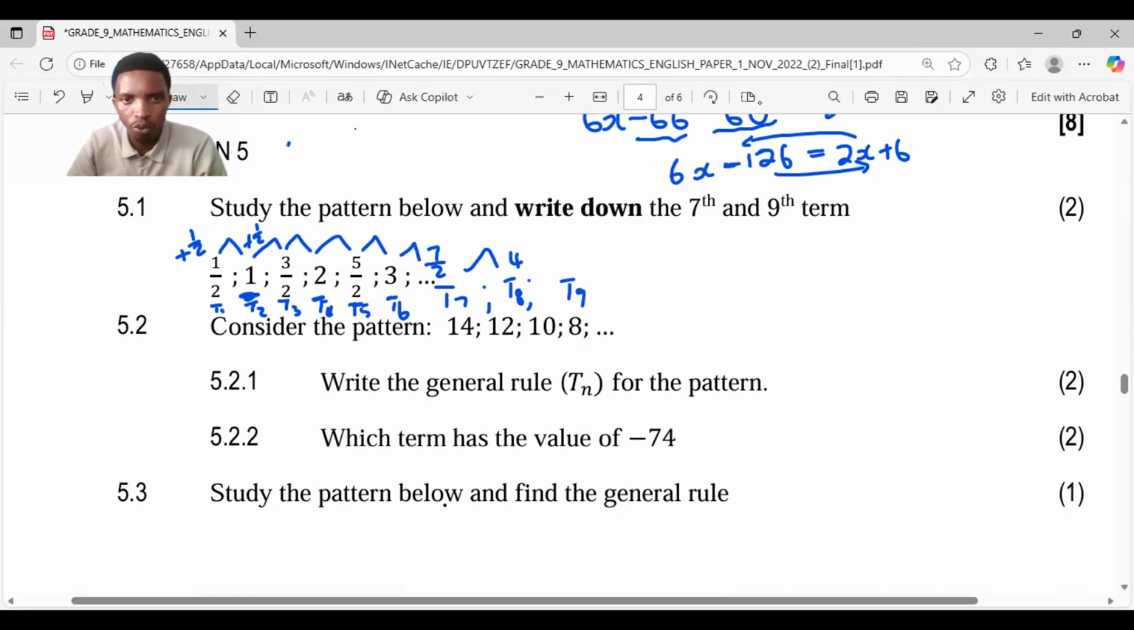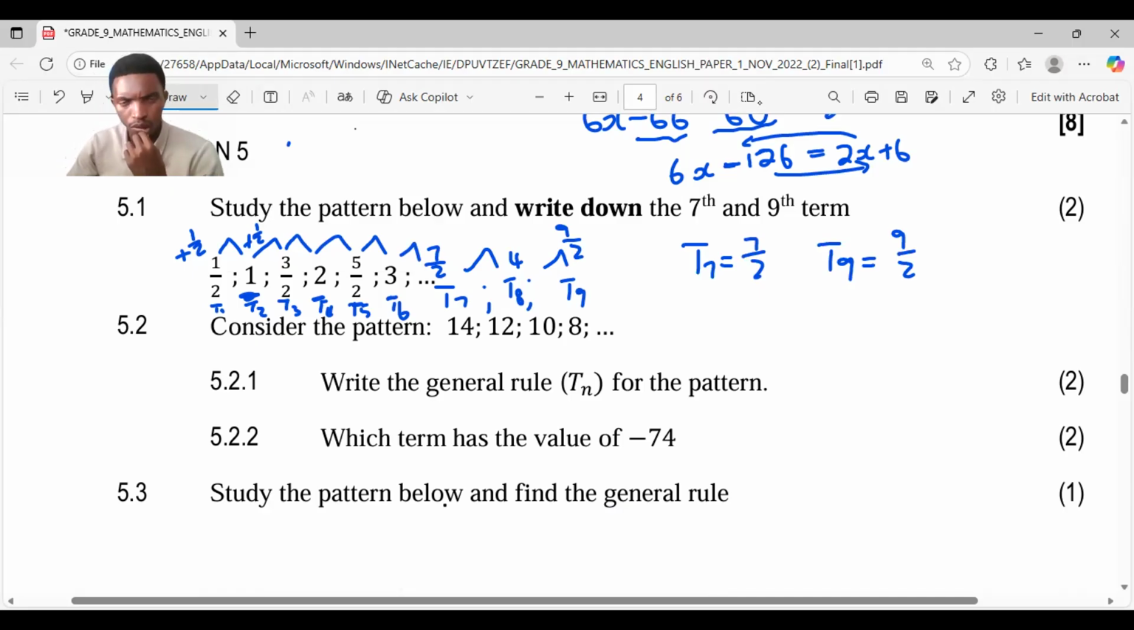And then coming to this one, we're going to have 9 over 2. Yes. So now term 7 is equal to 7 over 2. Term 9 is equal to 9 over 2. But they were wrong, sir.